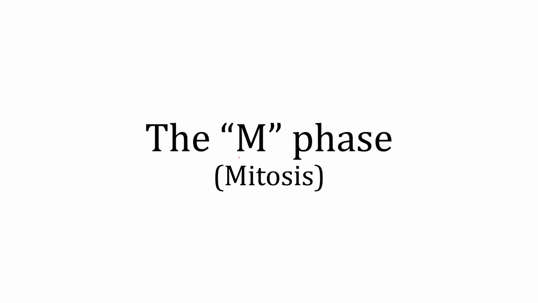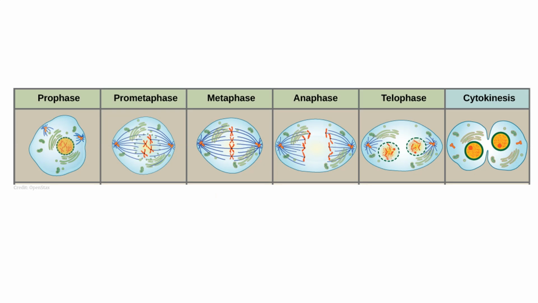In M phase, there can either be mitosis or meiosis, and today we're looking at mitosis. We'll take a look at meiosis, which is a bit more complicated, later. Here are the phases of mitosis shown. There's prophase, prometaphase, metaphase, anaphase, telophase, and cytokinesis. Some of the big events that are happening in these different phases.